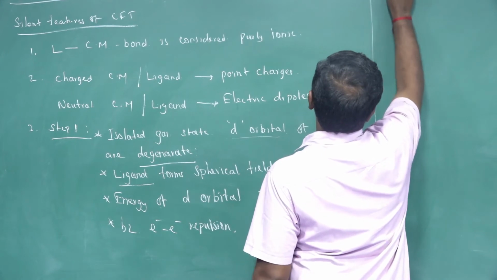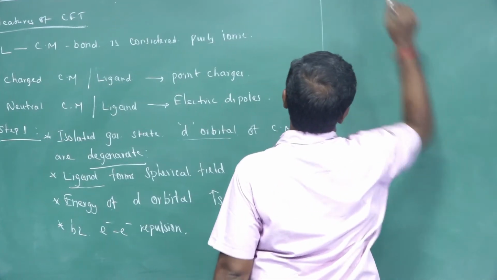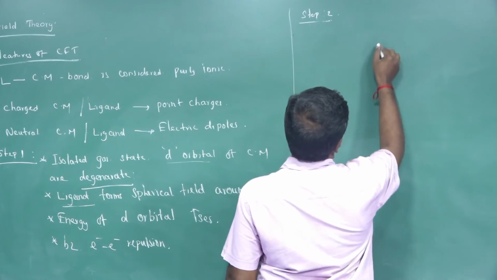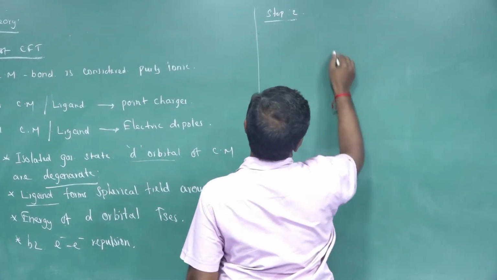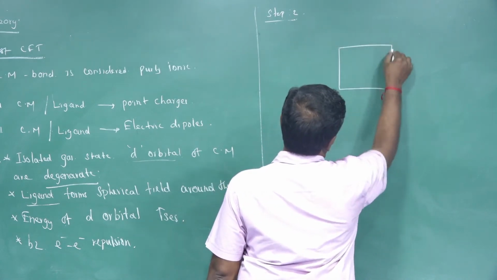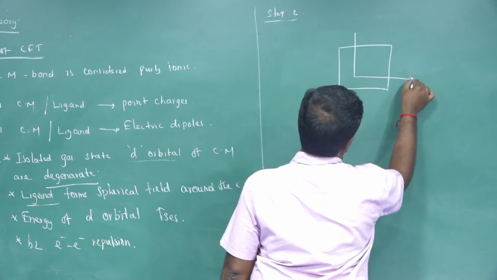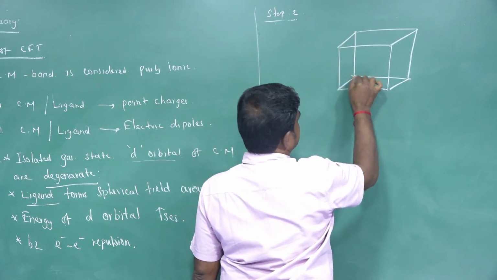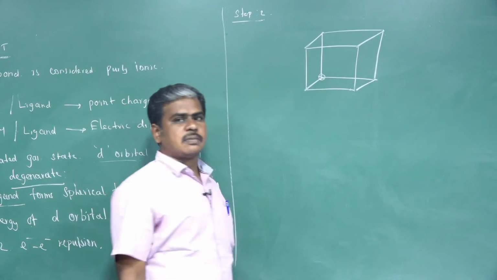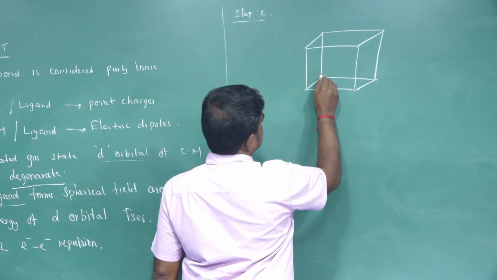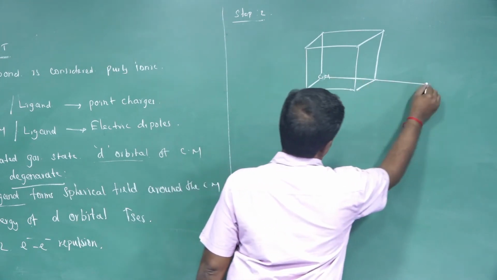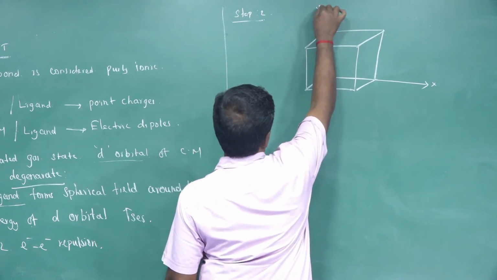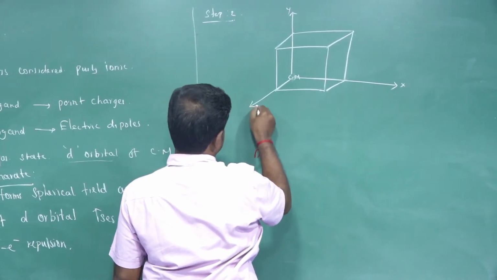Now step 2: we consider an octahedral field. We take a cube, and in the cube the central metal atom is present at the origin. So here there is the central metal atom. Here is the x-axis, here the y-axis, and here the z-axis.